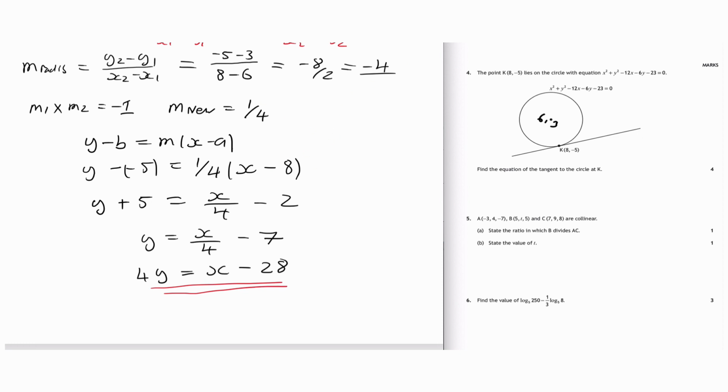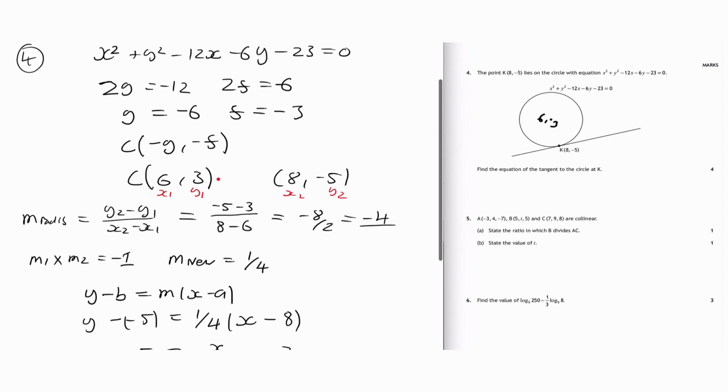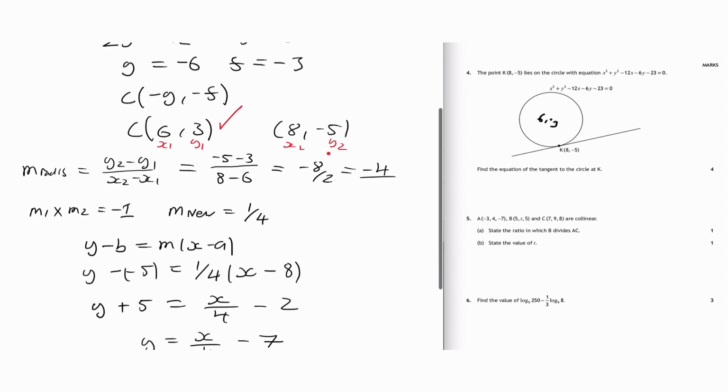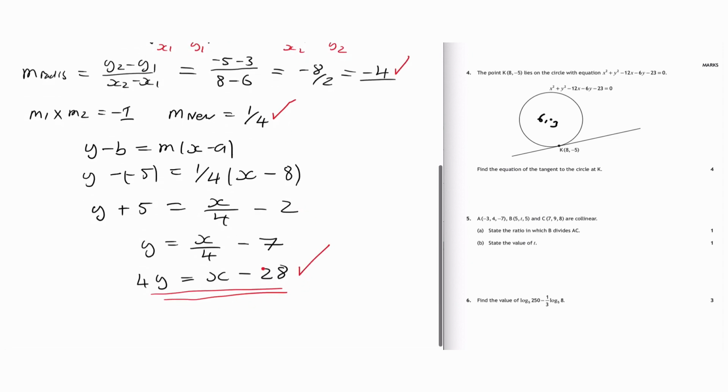So where do you get the marks from? Well, you get 1 mark for finding the center, then you get another mark for finding the gradient, and then you get another mark for finding the new gradient, and then you get your final mark for your equation of the line.